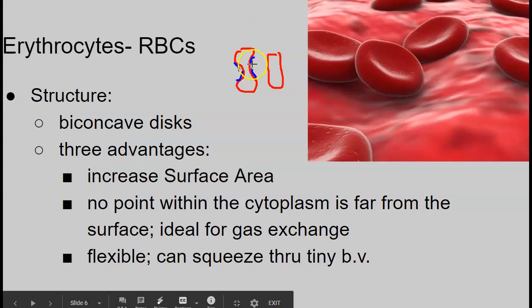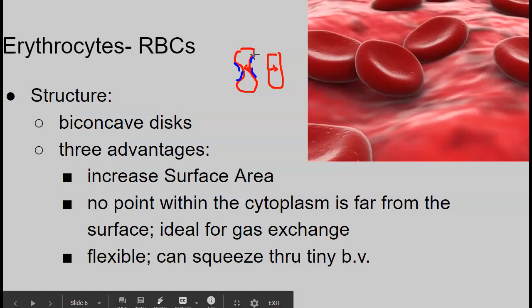Another difference is if you look here, you can see that in this scenario, in order to get to the middle of the cell, there's a little bit of a distance that has to be traveled. Where on this scenario here, by having this concave shape, it just makes it so there's less distance to travel to get to where the hemoglobin is, which, as we're going to talk about in a moment, that's the actual molecule that holds onto the oxygen. So it just makes it easier for things to get in and out.